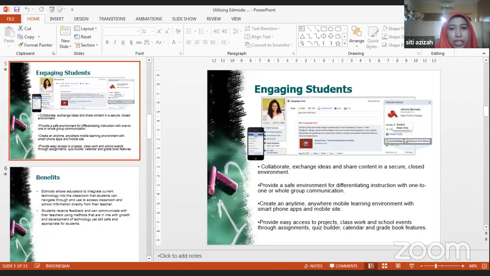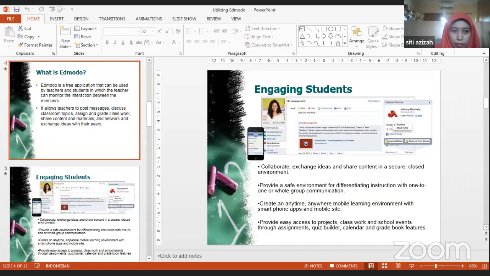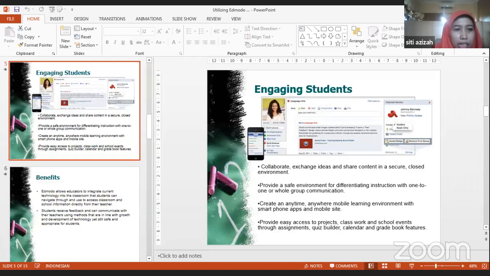Engaging students. Collaborate, exchange ideas, and share content in a secure, closed environment. Provide a safe environment for differentiating instruction with one or whole group communications. Okay.